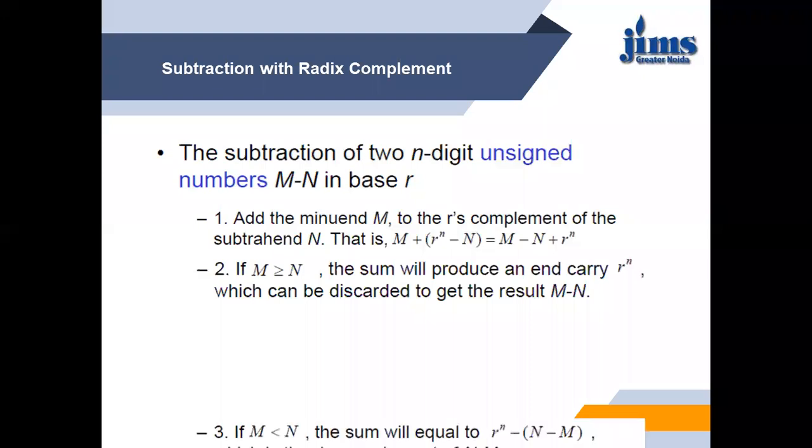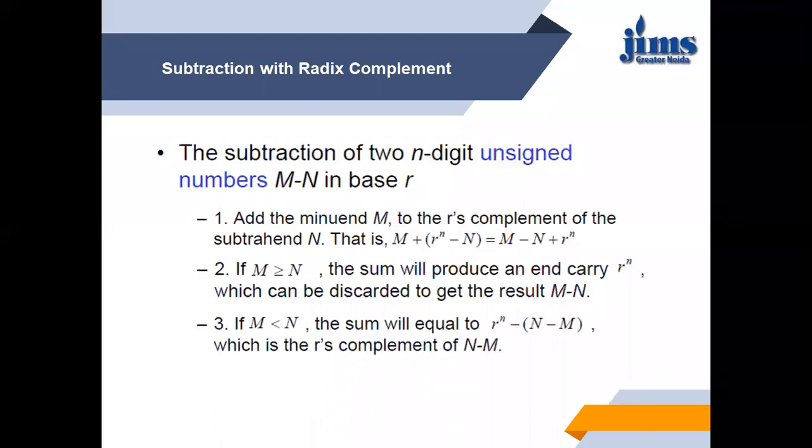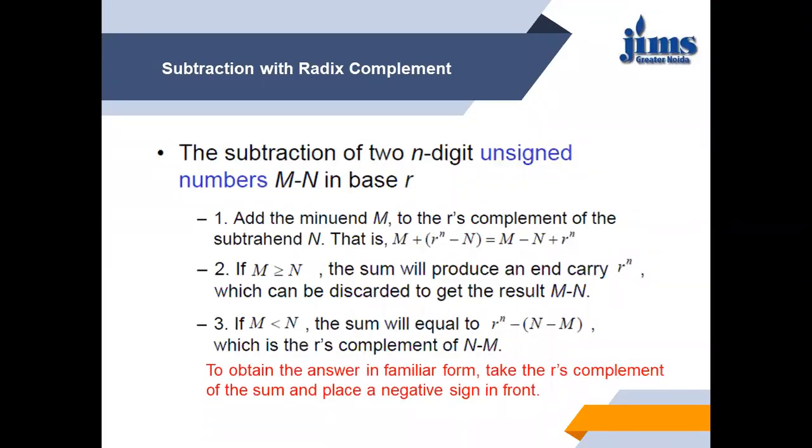Now the second case, if n is greater than m, then the sum will equal r to the power n minus (n minus m), which is the r's complement of n minus m. So in this case there will be no carry. Now to obtain the answer in the familiar form, take the r's complement of the sum and place a negative sign in front of the result.